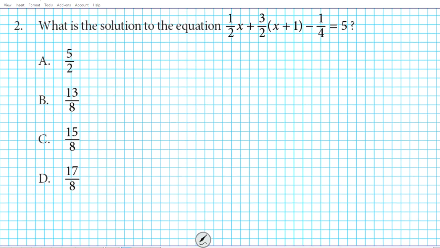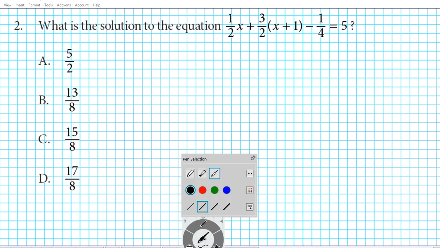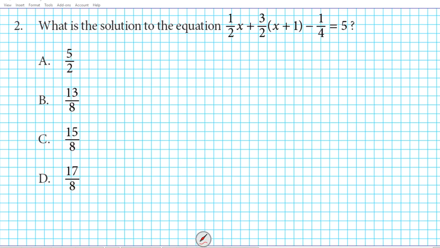Now let's take a look at question 2. It reads, what is the solution to the equation 1/2 x plus 3 over 2 times the quantity x plus 1 minus 1/4 equals 5? So this equation is an annoyance. It doesn't look really good. Why? Because of the fractional components of the equation.